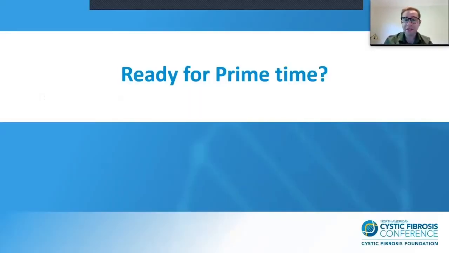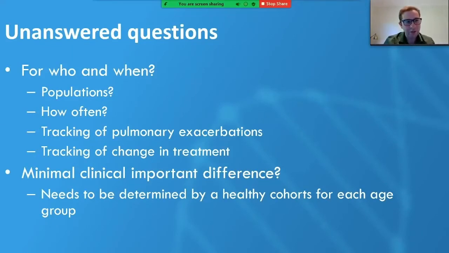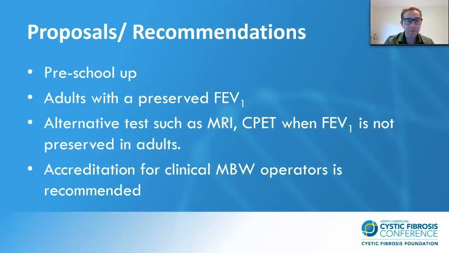So the question is, is it ready for prime time, widespread clinical use? As you would have heard from my language throughout this talk, not quite. So we have a few unanswered questions. We need to figure out who and when it's used for, how often it should track pulmonary exacerbations and change in treatment. We really need to find out that minimal clinically important difference for age groups. So the preschoolers are ready to go, but we need it from school age upwards.